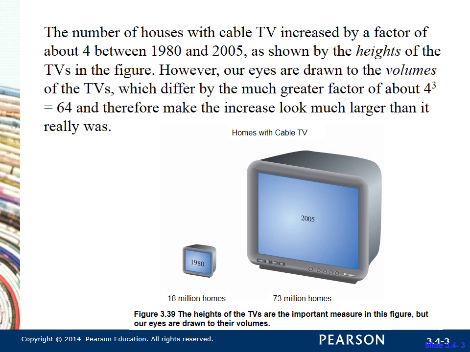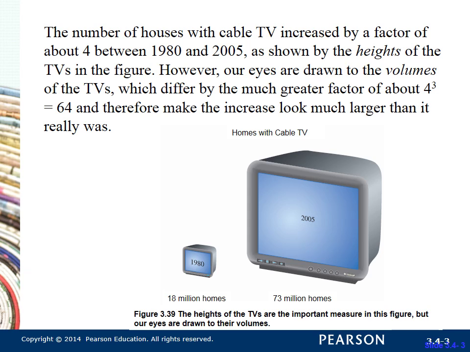Now look at this one. Oh my goodness. Again, don't read the words, just look at the pictures. This TV from 1980, homes with cable TV, looks so much bigger than that one. The 2005 one looks tremendously bigger than the 1981. This time they didn't go with just a length to an area. Here we've got a volume, which is actually length times width times height. So you can end up with quite a huge proportionally incorrect idea.